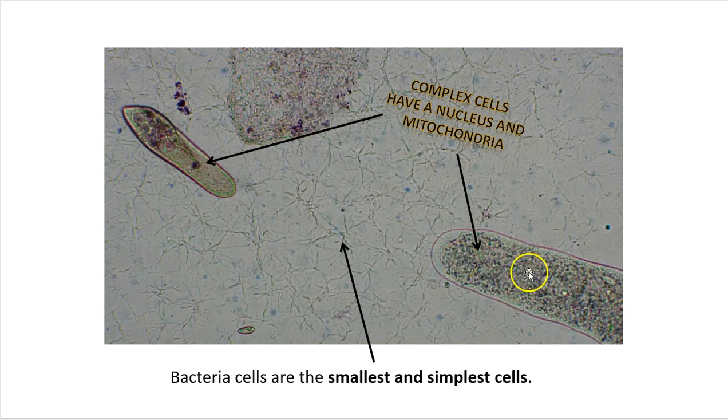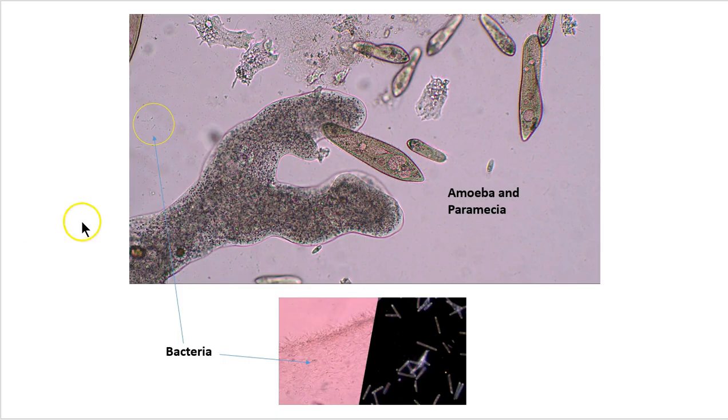So complex cells have a nucleus and structures called mitochondria. In this picture, again, we see an amoeba here and a paramecium. Those would be large, complex cells. And the little rod right there, circled there, would be a bacteria cell, a simple kind of cell. So we can see clearly the size difference, and we'll see that complex cells also have structures that bacteria lack.